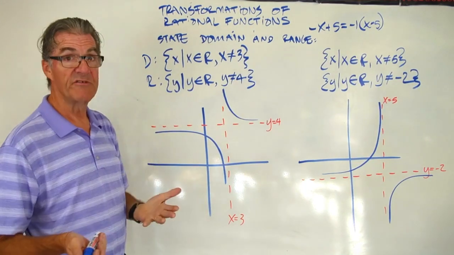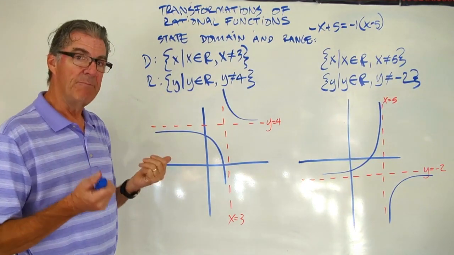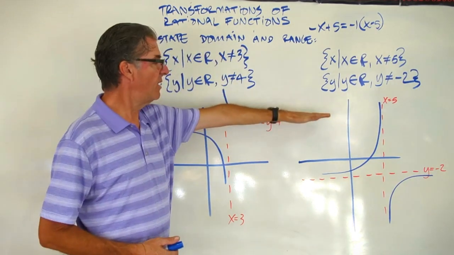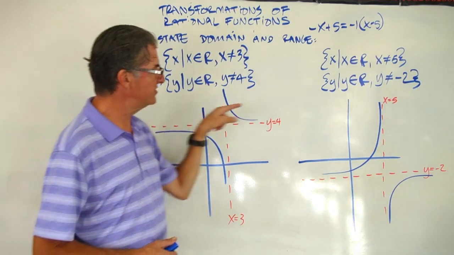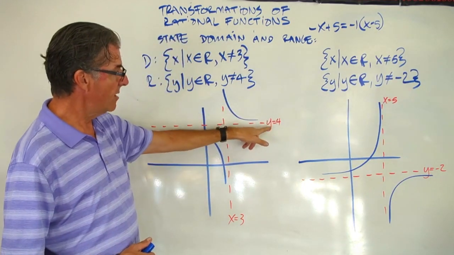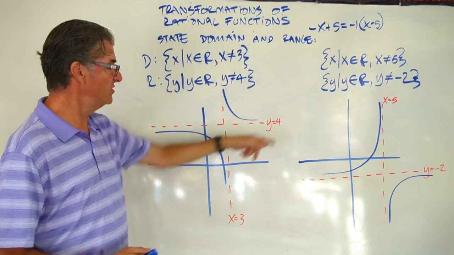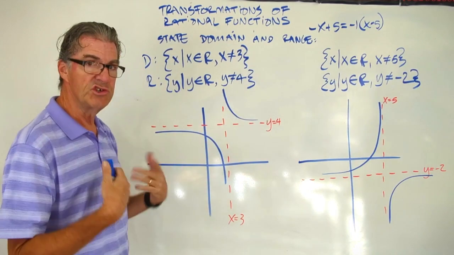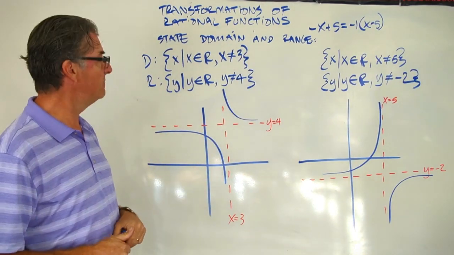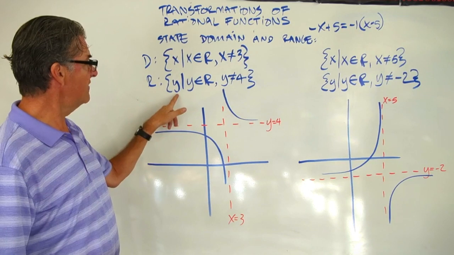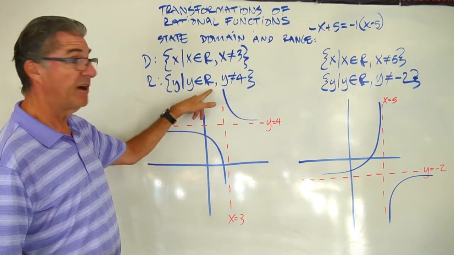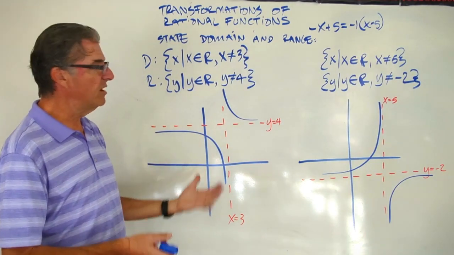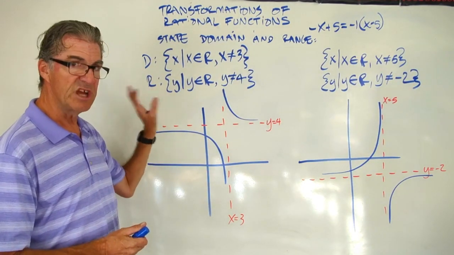Now the same argument goes for y. What can't y be? And that's the horizontal asymptote. Again, the function is going to approach positive 4 as x goes out to infinity. And the function approaches positive 4 but never gets to it. Same thing as x goes to infinity on the negative side. So this asymptote shows us what the range can't be. So again, it's very similar. The set of all y such that y is an element of real numbers but y is not equal to 4. Okay, so pretty straightforward. If you understand your domain and range, this shouldn't be too challenging.